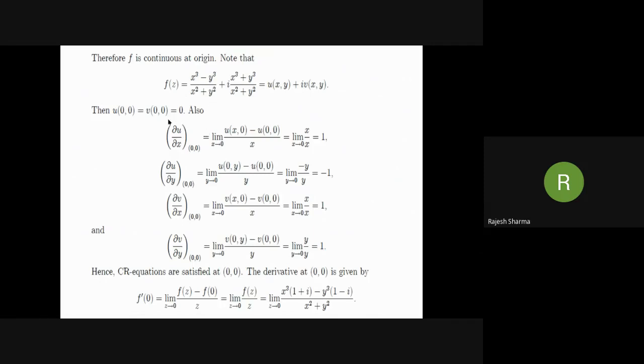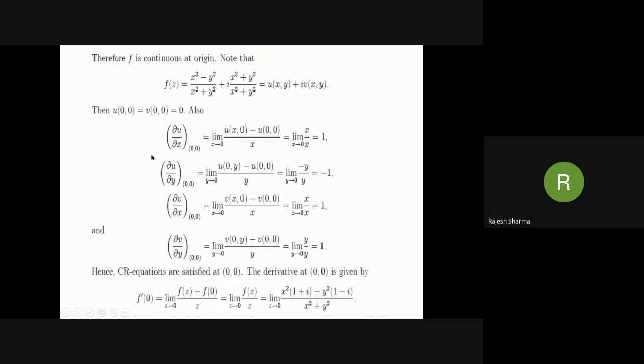Now calculate the partial derivative of u with respect to x. By definition, this equals the limit as x goes to 0 of (u(x,0) minus u(0,0)) over x. From here, in u(x,0) we put y equal to 0. This comes out to be x. And u(0,0) is 0. So this equals the limit as x goes to 0 of x over x, which is equal to 1. Similarly, we can calculate the other partial derivatives using the definition.